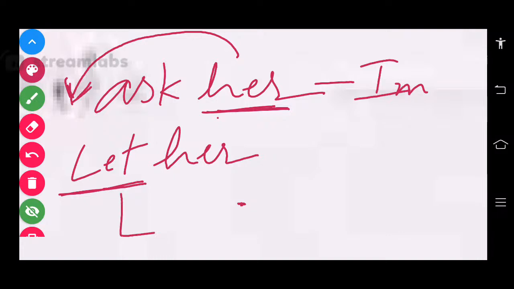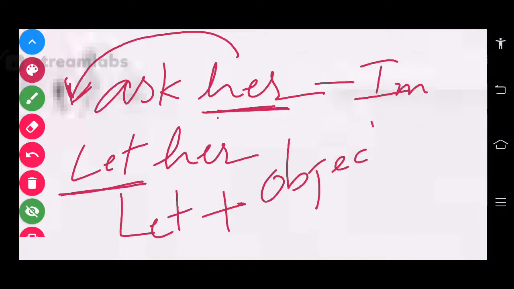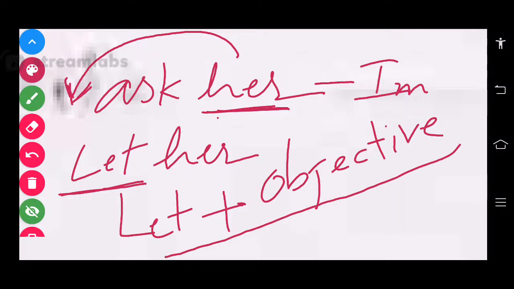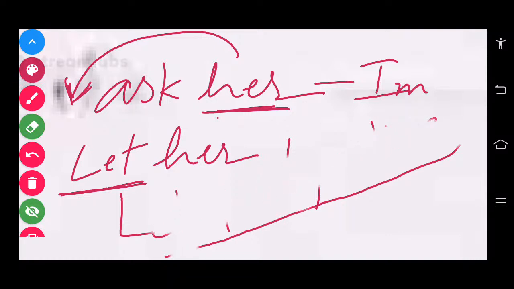Generally in the English language, after let we have to use only objective pronouns. So if we use she, then she is a subjective pronoun, but according to this rule, in this construction it's a wrong one. So here her was not changed to she, it was used as only her. Did you understand this? Okay.